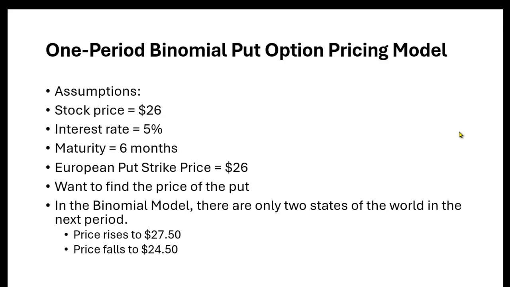So let's take a look at this example. We're going to assume the stock price is 26. The interest rate is 5%. The option matures in 6 months. And the strike price, that is the price you can sell the shares at, is $26. We want to find the price of the put. In the binomial model, there are only two states of the world in the next period. So we're going to assume that prices can rise to $27.50 or prices can fall to $24.50.